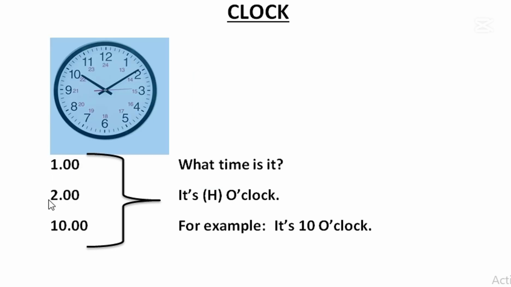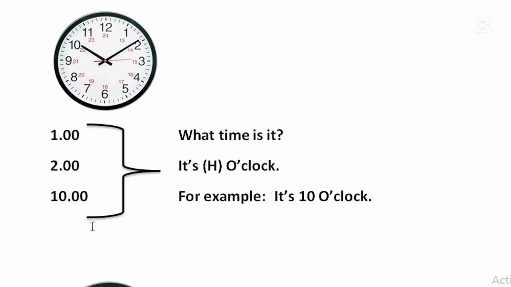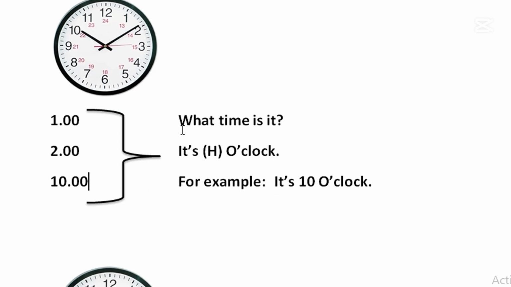In this line, in the sentence, the question is what time is it? We can say it is dash o'clock. For example, we can say it is 10 o'clock, it is 12 o'clock, it is 3 o'clock.